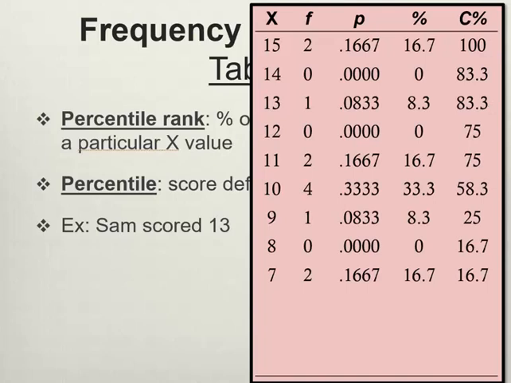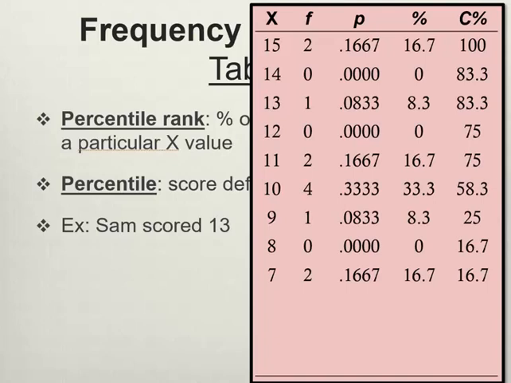So try and answer this question. Imagine we have a student that took this exam or quiz. Her name is Sam. Sam got a 13 on the exam. What is Sam's percentile rank, or Sam's percentile? Well, a score of 13 corresponds with a cumulative percentage of 83.3. So Sam scored in the 83rd percentile, or her percentile rank was 83.3.